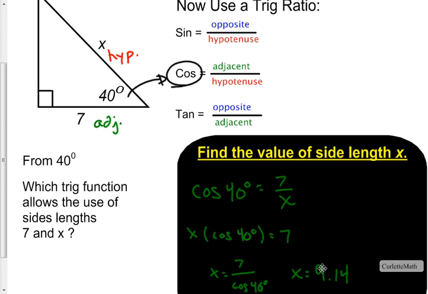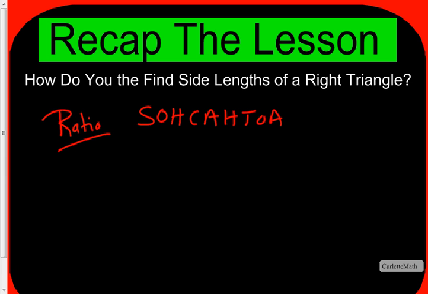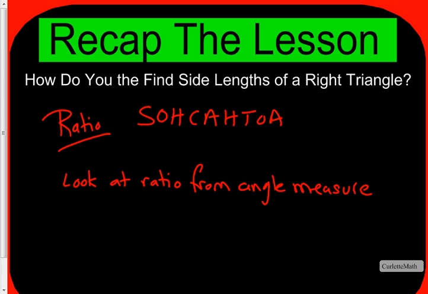Excellent. Very good. Now let's keep going, and let's think about our recap. What do we use? How do we solve our problems? What were the steps? Remember, you got to know your ratios. So, SOH CAH TOA. Okay. Right? We look at our ratios from the angle measure. Right? We want to make sure our calculator is in degrees. And then we want to just solve through the problem and solve for x.